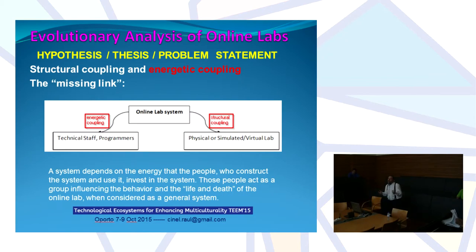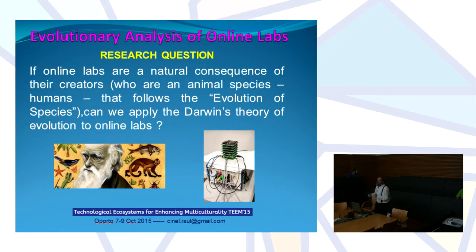So, what is an online lab system? It's a system, as defined by Bertalanffy and later by Bosch. There is the structural coupling: the system is connected to its hardware and software system. But all this is made by people. So this depends on the will of the people and, who knows, the mood of the people. So we have another kind of coupling. This coupling, more Darwinian, is the energetic coupling, a concept that we propose. So it's possible to apply the Darwin theory to the evolution of online labs.